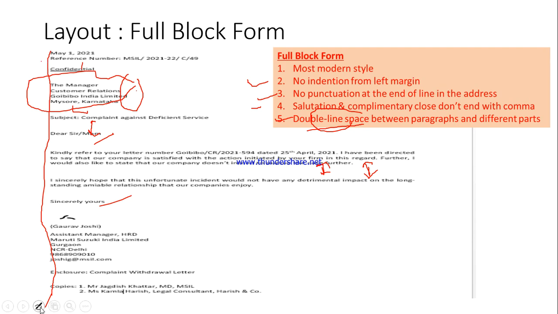So let me use a slightly different color to make you understand this better. Now have a look at this gap here. Have a look at this gap here. Between different parts, have a look at this gap here. Again, gap here. Then this is the gap here, the gap here. Then again, and now have a look at this gap here, and have a look at this gap here. So these gaps, all of these gaps, they are equal to 2 lines. So double line space, what we call. So whenever you are moving from one particular part to the other part, you have to use double line spacing. Is that okay? So this is the full block form.